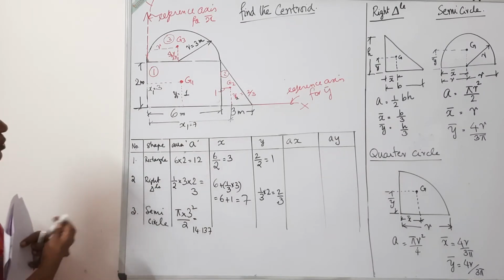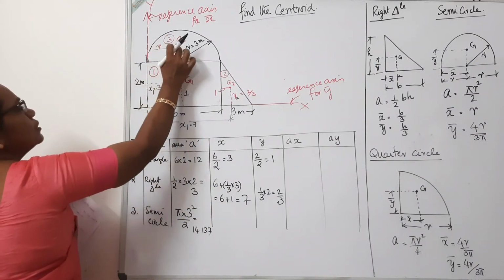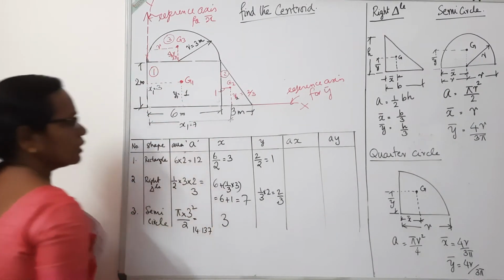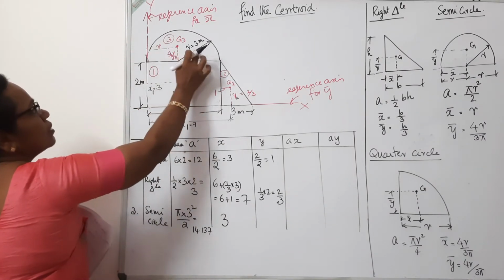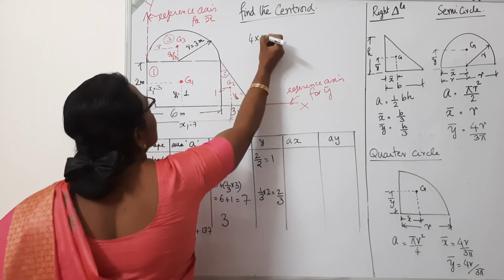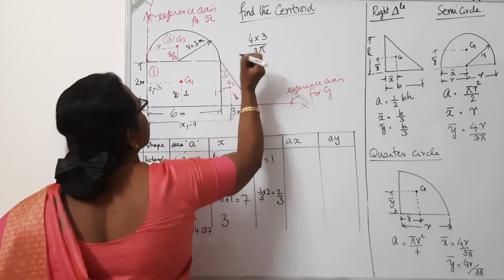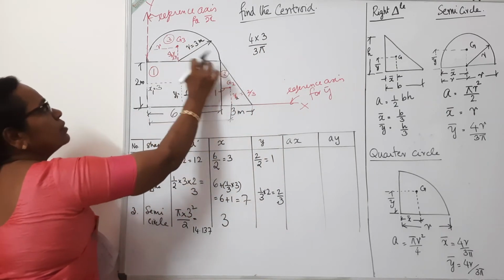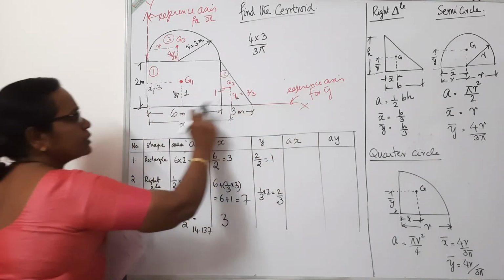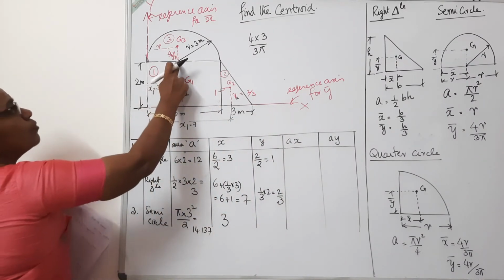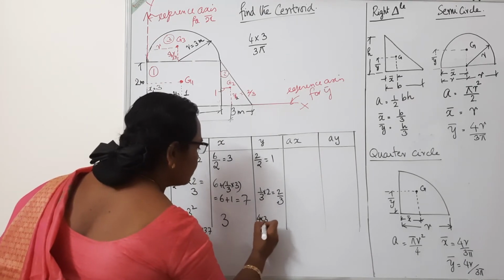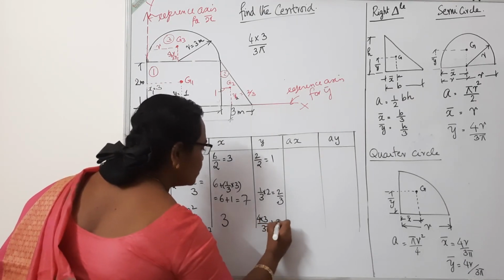So x3 is the distance from the reference axis to the center of gravity of the third figure. It is equal to r itself, and r is 3. And y is equal to 4r by 3 pi, from the base of the semicircle up to its center. What about y3? It has to be taken from this reference axis, so y3 is equal to 4r by 3 pi plus 2.